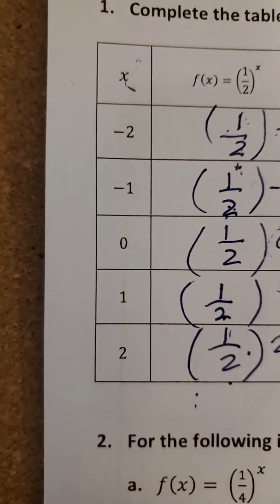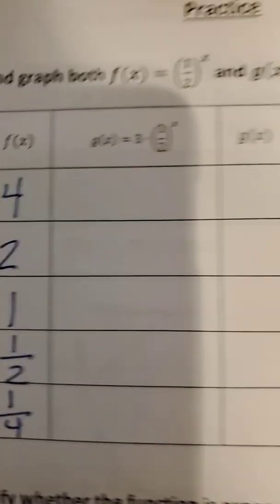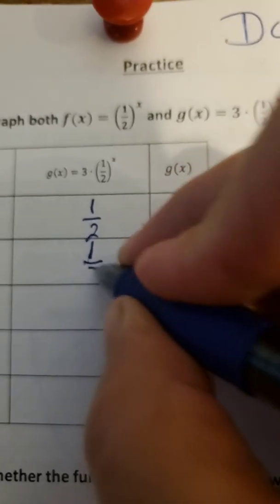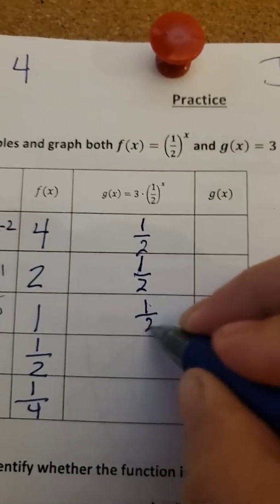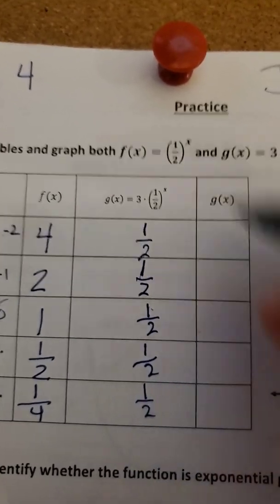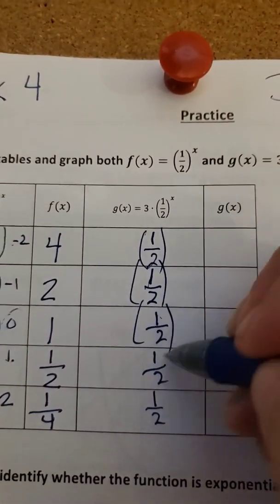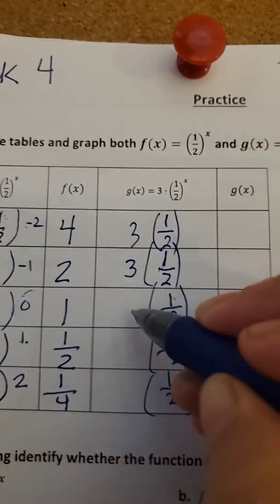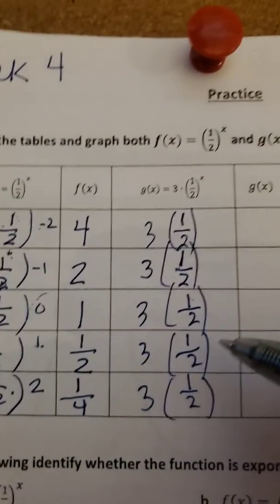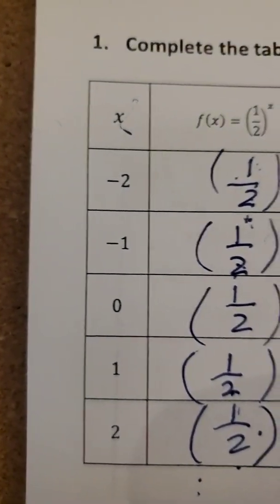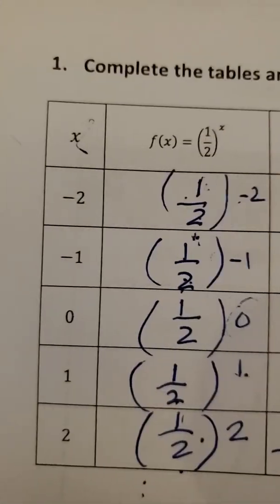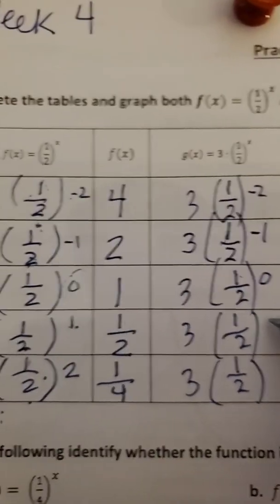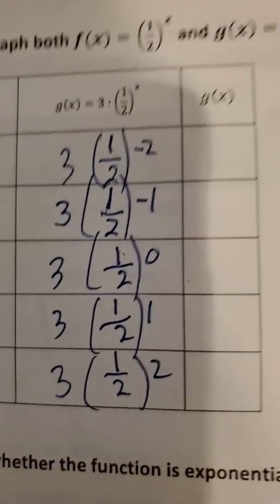All right, let's look at g of x equals 3 times 1/2 to the x. We're going to be using these same numbers right here. Let's do like we were doing before. Put our 1/2 here, 1/2, 1/2, 1/2, parentheses. And then bring your 3. Don't forget about your 3 there. Then we're plugging in those x's as your exponent. We start with -2, -1, 0, 1, 2.